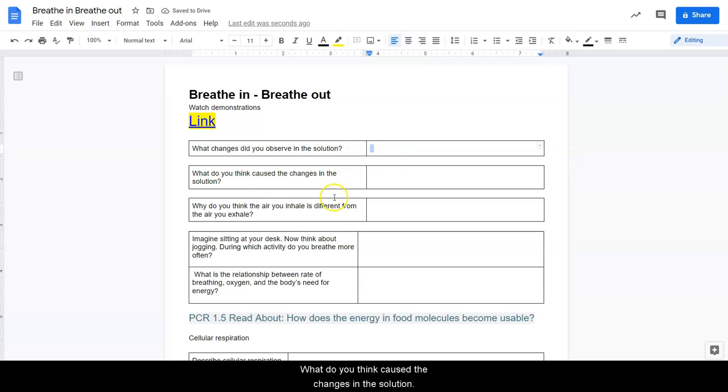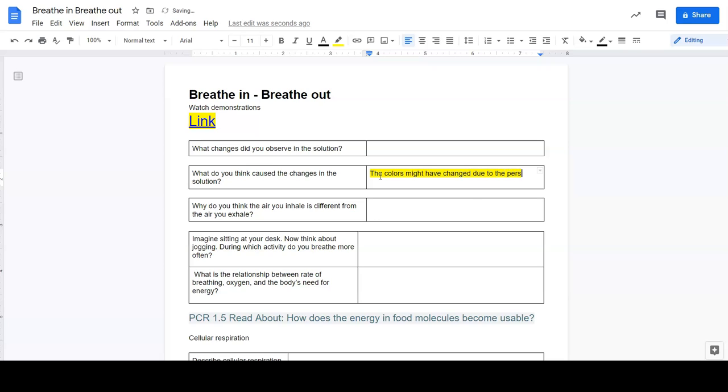What do you think caused the changes in the solution? So the person blowing inside of it was adding their breath to it, and that is also a gas. Why do you think the air you inhale is different from the air that you exhale?